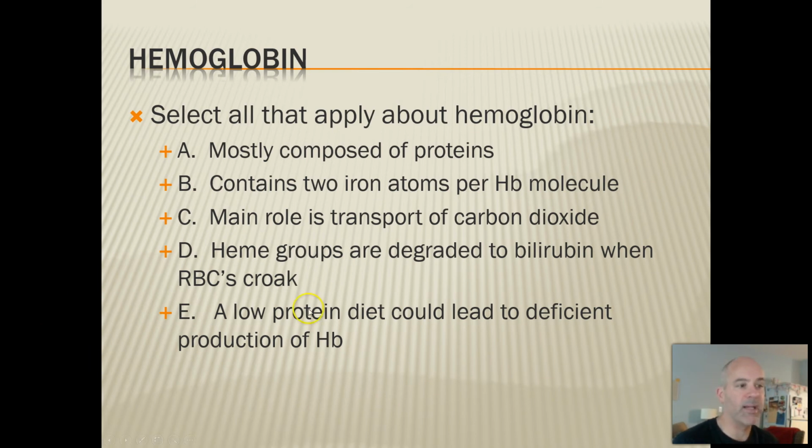A low protein diet could lead to deficient production of hemoglobin. Yes, hemoglobin is a protein. In order for you to make your own proteins, hemoglobin is primarily made of proteins. In order for your body to be able to make its own proteins, you've got to consume proteins. You need those amino acid building blocks from protein. So if you're on a low protein diet, you are at risk for not being able to make as much hemoglobin as you actually need, and that can lead to anemia.